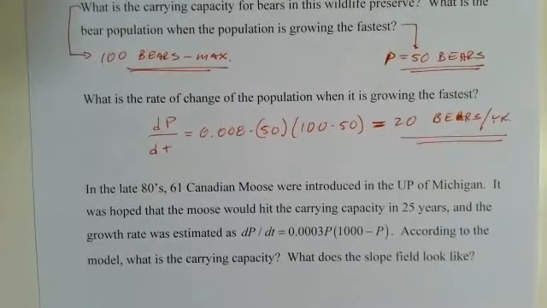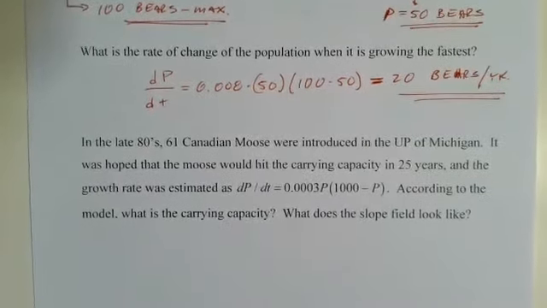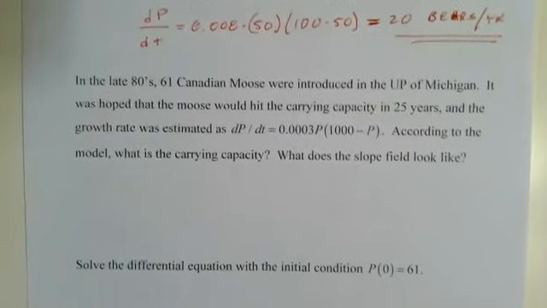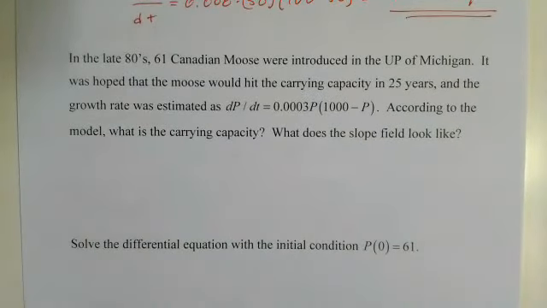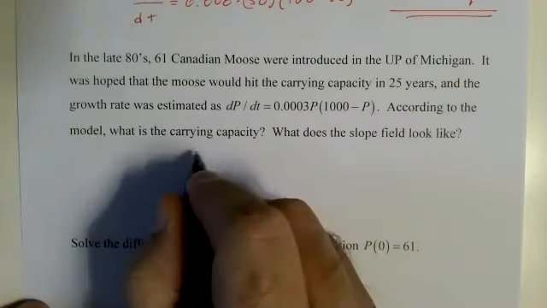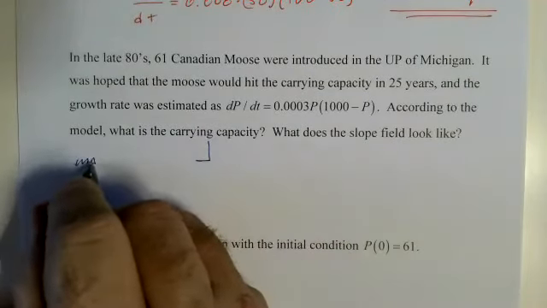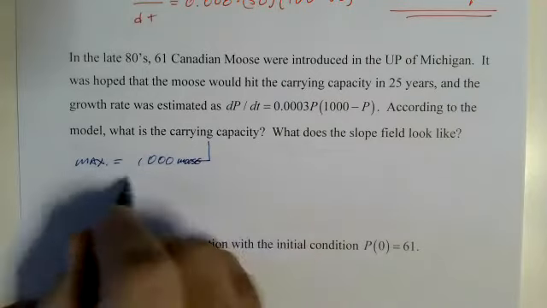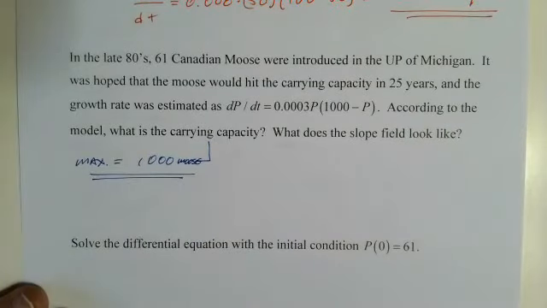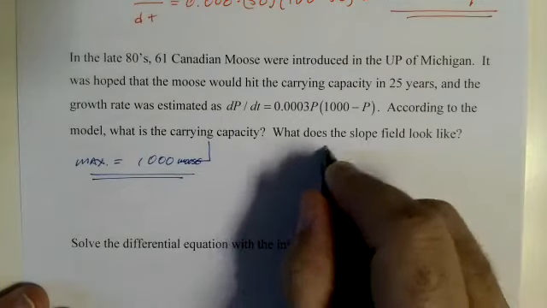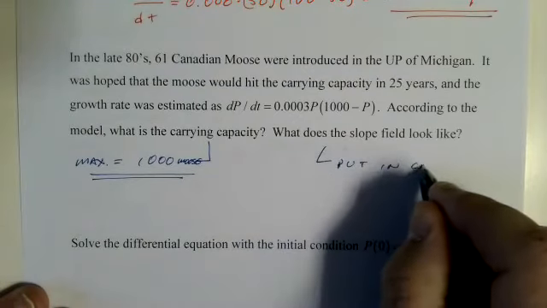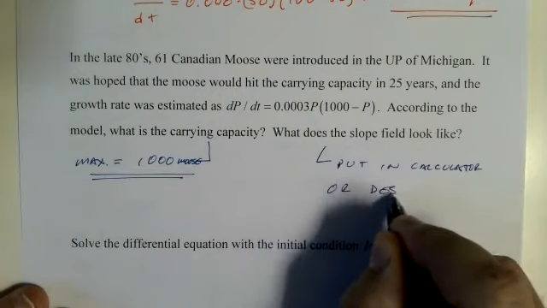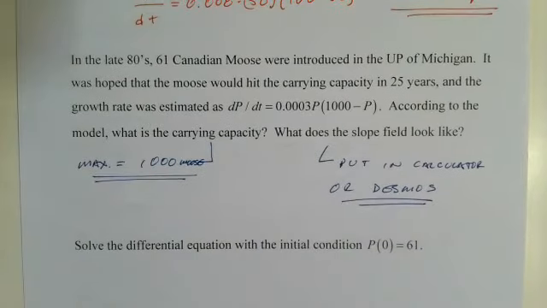In the late 80s, they had a great number. I would imagine they're like, we're going to get 75 Canadian moose, and they got like 61. They're like, man, this is really hard. We're done. Moose are introduced in the Upper Peninsula of Michigan. Let's hope the moose will hit the carrying capacity in 25 years. The growth rate was this. According to the model, what's the carrying capacity? 1,000 moose. So what's the slope field look like? Let's put it in the calculator, or Desmos, wherever you have a program, because I'm not about to draw a slope field for that.